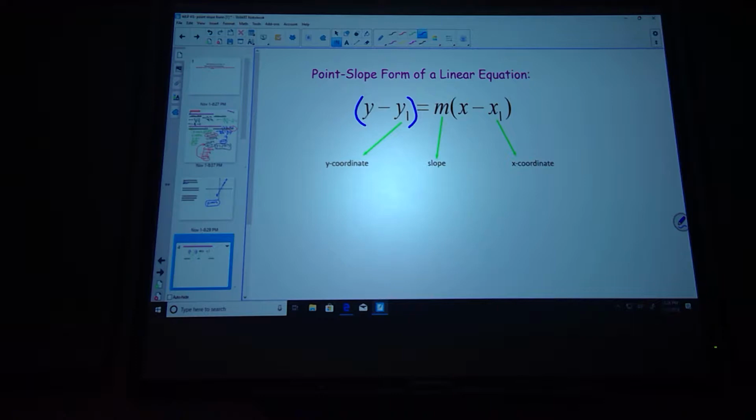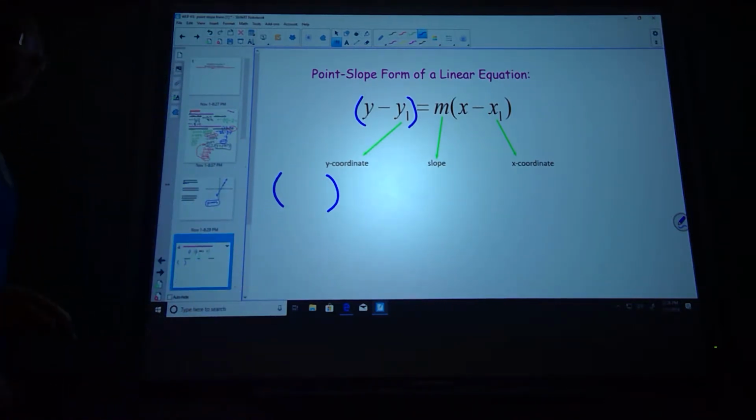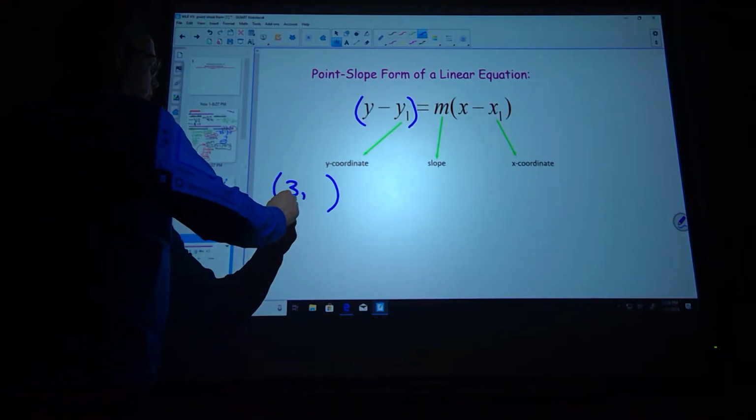Cool. All right. So somebody tell me what the point was on our last problem. What was it? 3, 4. 3, 4. And what was the other thing?